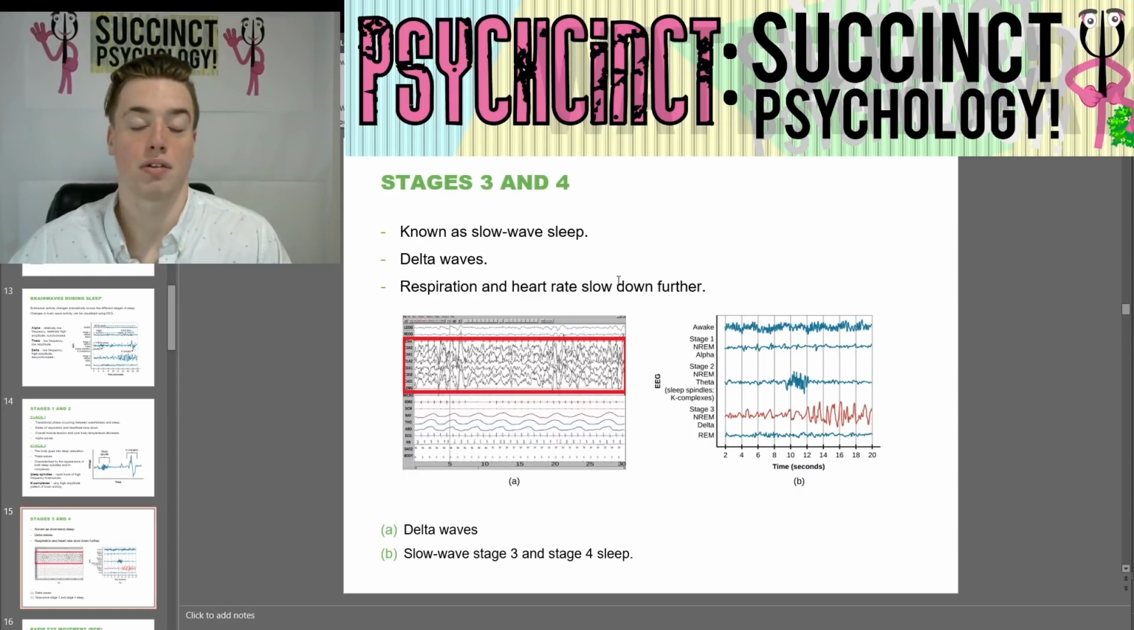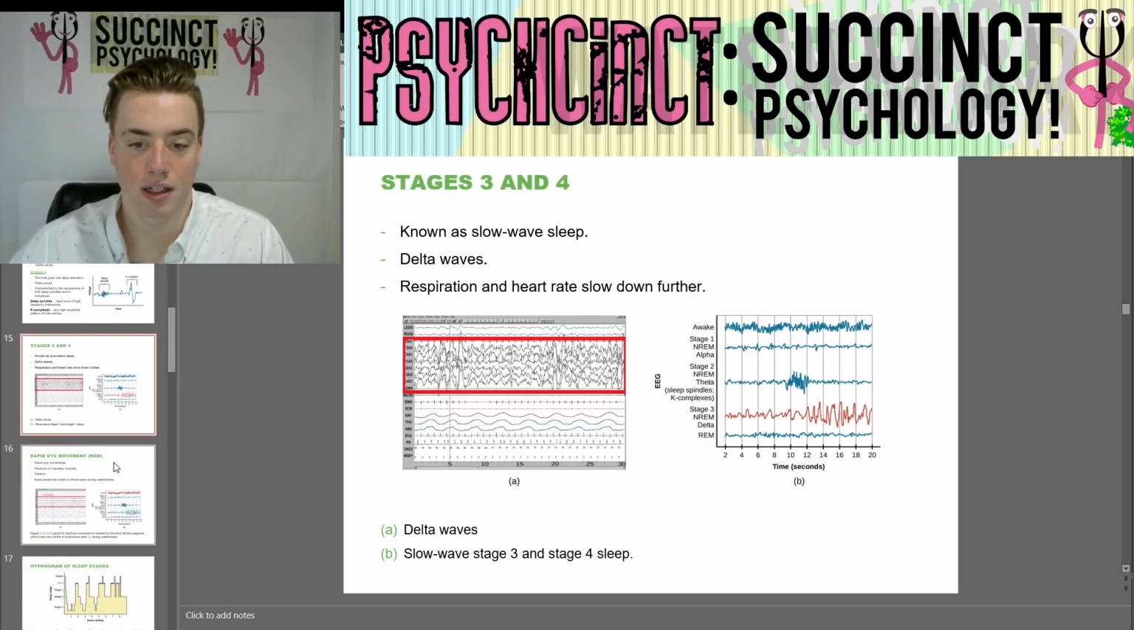So, stages 3 and 4, known as slow wave sleep, and we touched on that in the last video. That's when you start to produce delta waves, and respiration and heart rate slow down even further. So in figure A, you can see these are delta waves, and then in figure B, you see the slow wave stage 3 and 4 sleep. So, there's that.